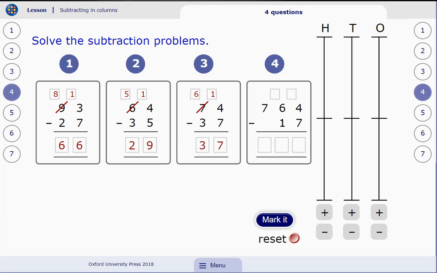So, looking at question 4. Still looking at the ones, we can't subtract 7 from 4. So we have to make sure that we exchange. I'm going to exchange the tens. And 14 take away 7. If you know your times tables, you know that 2 sevens make 14, so I've got 7 left. 5 tens take away 1 ten. And 7 hundreds take away no hundreds, leaves me with 7 hundreds.